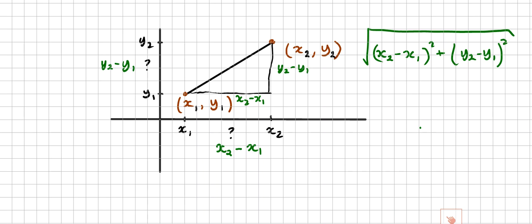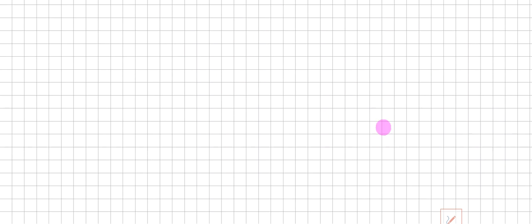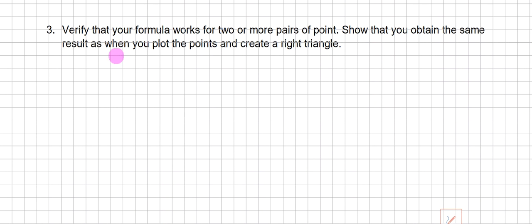I am still recording. So once we've generalised, we've got a formula that we think works. We think it works. If you're still feeling like you need to write this down, by the way, I'm recording, so you can do this at home. The next question says, verify that your formula works for 2 or more pairs of points.